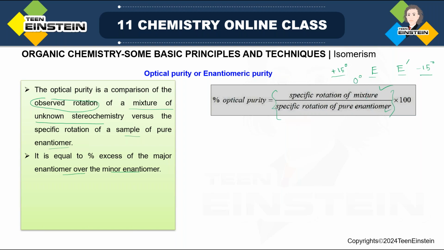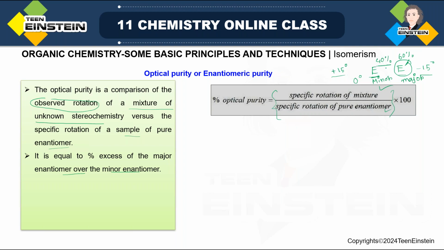There is no question of optical purity. It is 0. But suppose E is present 40%, another one is present 60%. In that case, you cannot say that it is a racemic mixture because now there is a major enantiomer and a minor enantiomer. Which one is the major enantiomer? Obviously, E prime is the major enantiomer and E is the minor enantiomer because it is present in less amount.